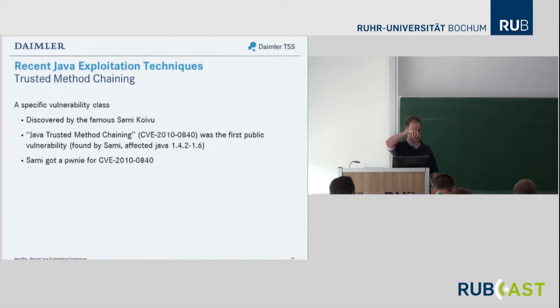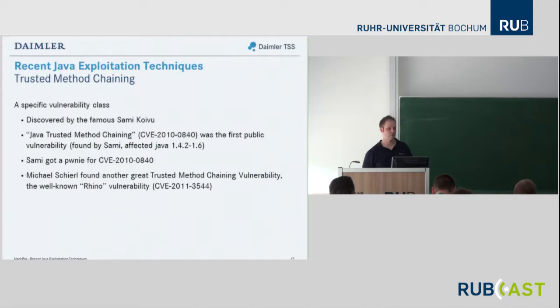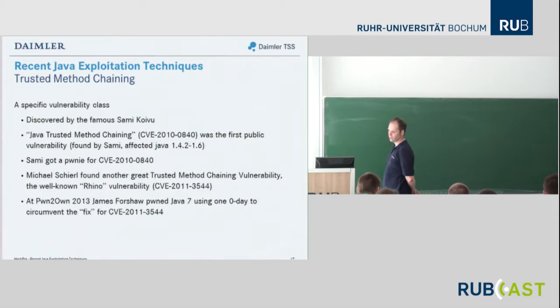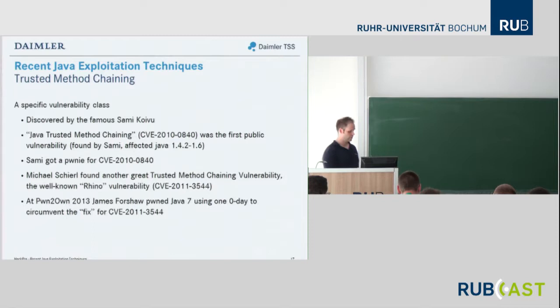Michael Schierl, also from Germany, I think he's living in the area of Augsburg, also found a very interesting trusted method chaining bug. It's called the Rhino vulnerability, and it was also used very often in the Java exploits you can find in the wild. And at Pwn2Own 2013, James Forshaw also showed a trusted method chaining bug against Java 7. And what he was doing was, let's say, getting around the fix for this bug.